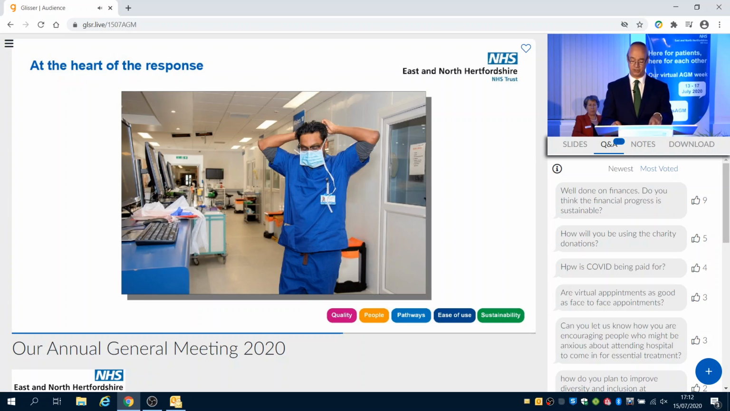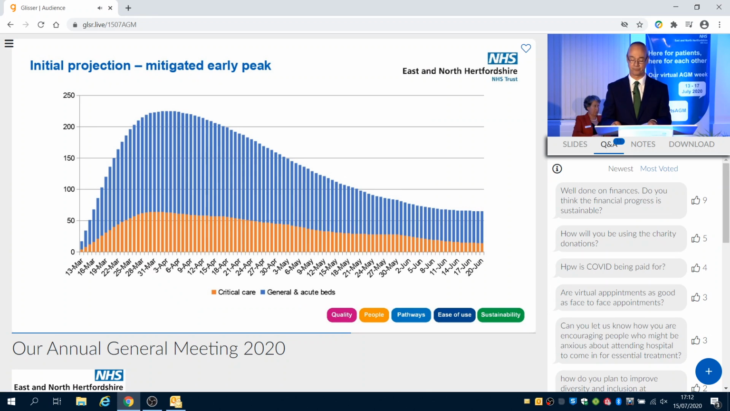In the next few minutes, I want to describe the nature of the challenge that we have faced, and then I'll hand over to Julie, who will discuss how we are dealing with the consequences of COVID. I'll start off by outlining the scale of the challenge that we as a trust faced.